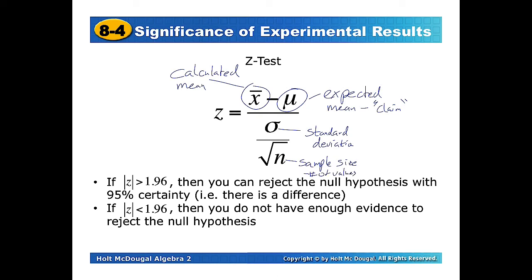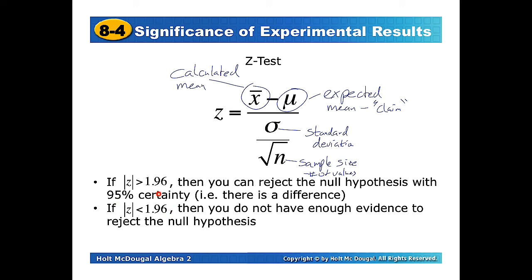Now, a little more information about our z-score. Two things here. If our z-score is greater than 1.96, then we can reject the null hypothesis with 95% certainty, which means we're rejecting that there's no difference. In other words, we believe that there is a significant difference.